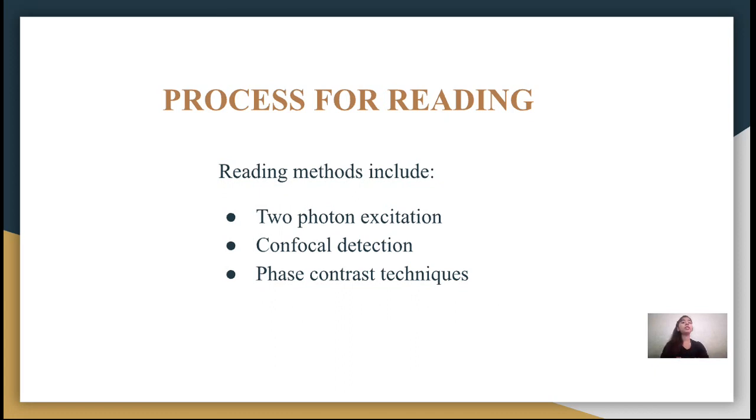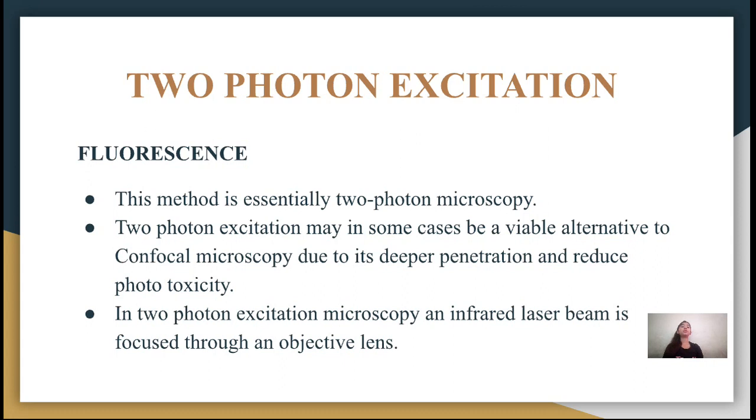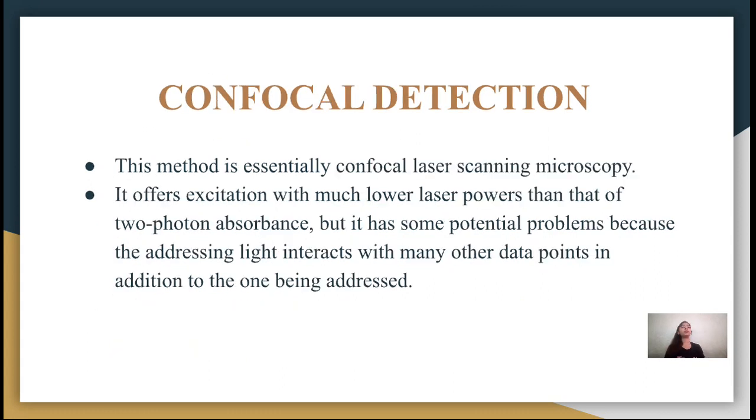Processing for reading. Reading methods include two-photon excitation, confocal detection, and phase contrast technique. Fluorescence is a technique which we mostly use in two-photon excitation. This method is essentially two-photon microscopy. In two-photon excitation microscopy, an infrared laser beam is focused through an objective lens, and in most cases we use two-photon excitation as compared to confocal microscopy due to its deeper penetration and reduced phototoxicity.